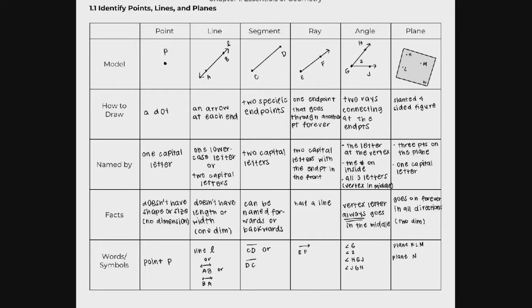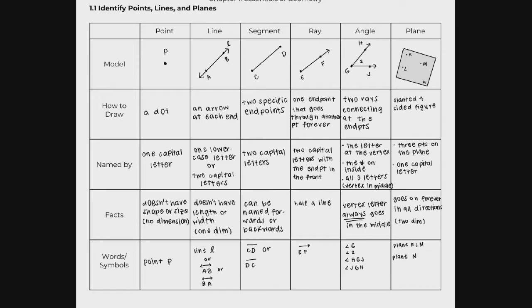Next we have an angle. An angle is made up of two rays that connect at the endpoints. So for this example, we have ray GJ and ray GH. That means they both share the endpoint G.